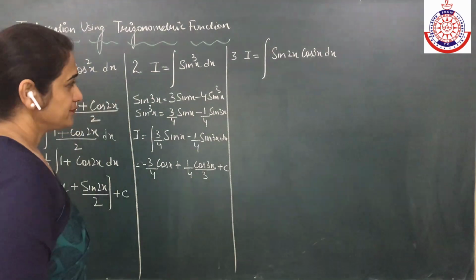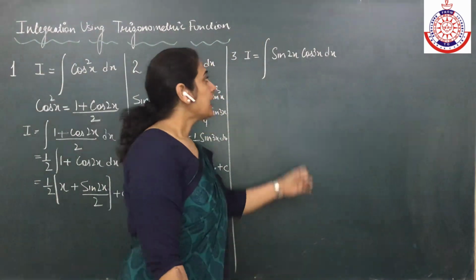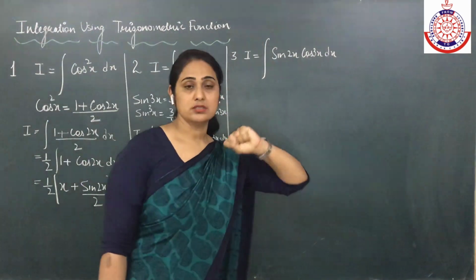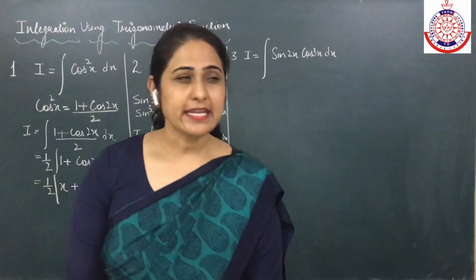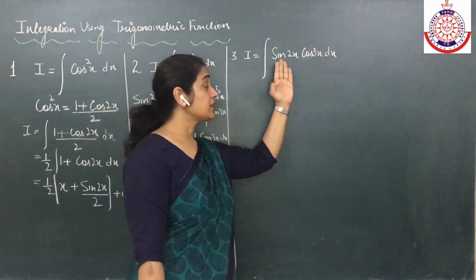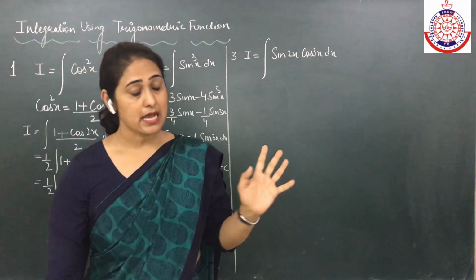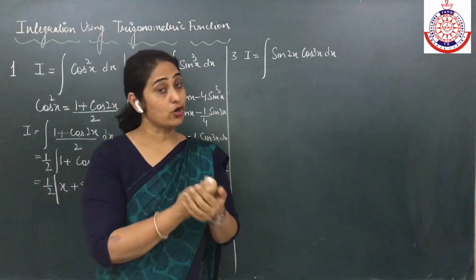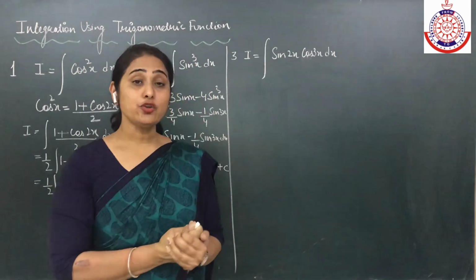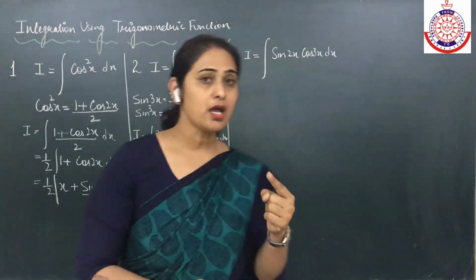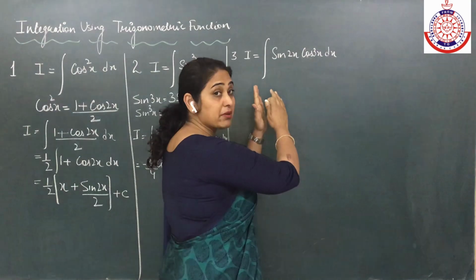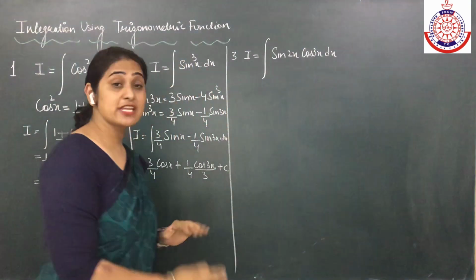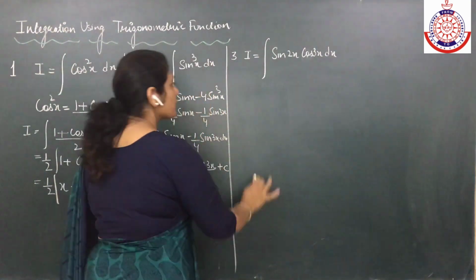Now, coming to the third one. I have a multiplication of sine and cos. I know the integration of sine 2x separately. I know the integration of cos 3x separately. But multiplication we have not done. So I need to think of some trigonometric formula where this multiplication can be split. So what am I going to do?